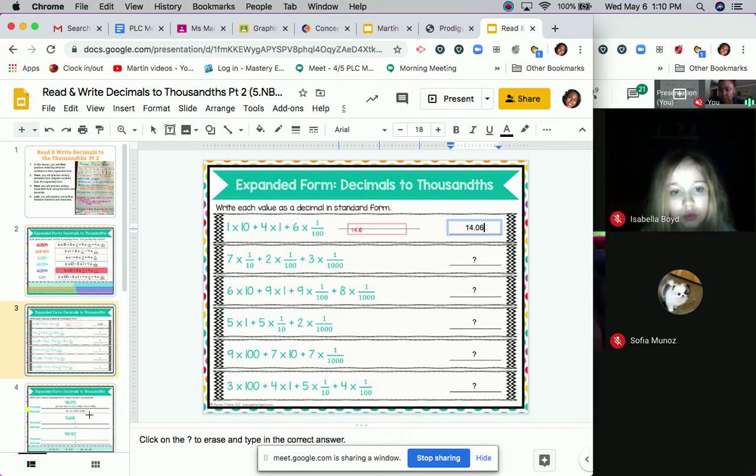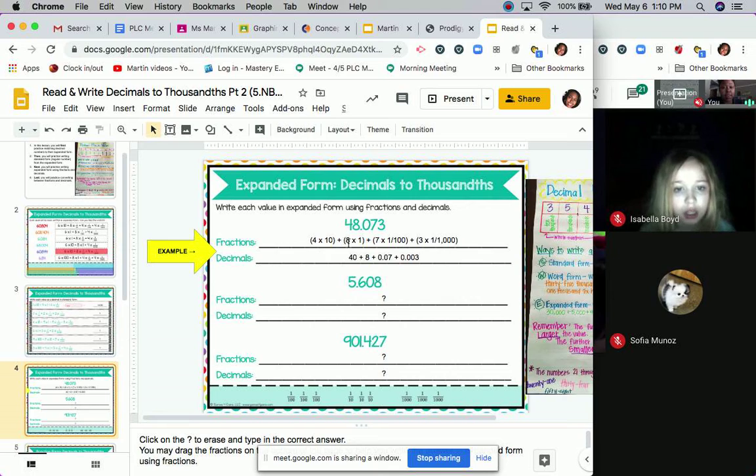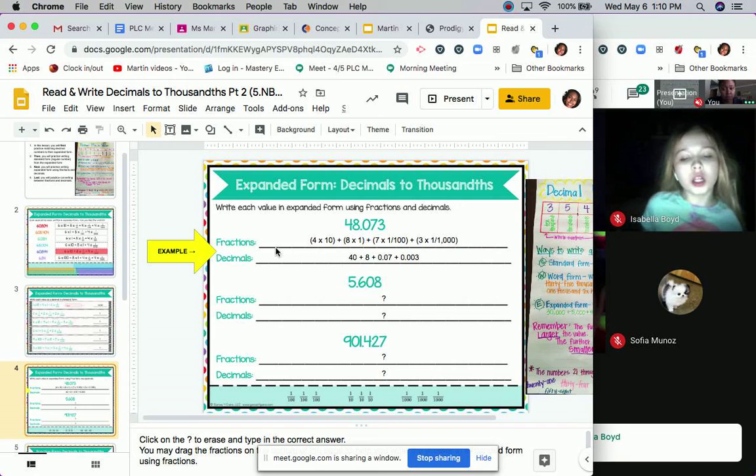And then in the next slide, I've actually already done one example for you. As you can see, you're going to be writing the expanded form in 2 different ways. So remember to take each digit and show what place it's in, either by multiplying it by that place. If the 4 is in the tens place, I multiplied it by 10. The 8 is in the ones place, I multiplied it by 1. Zeros I can skip. The 7 is in the hundredths place, so I multiplied it by 1/100, the fraction, right? Fractions. And the 3 is in the thousandths place, so I multiplied it by 1/1,000.